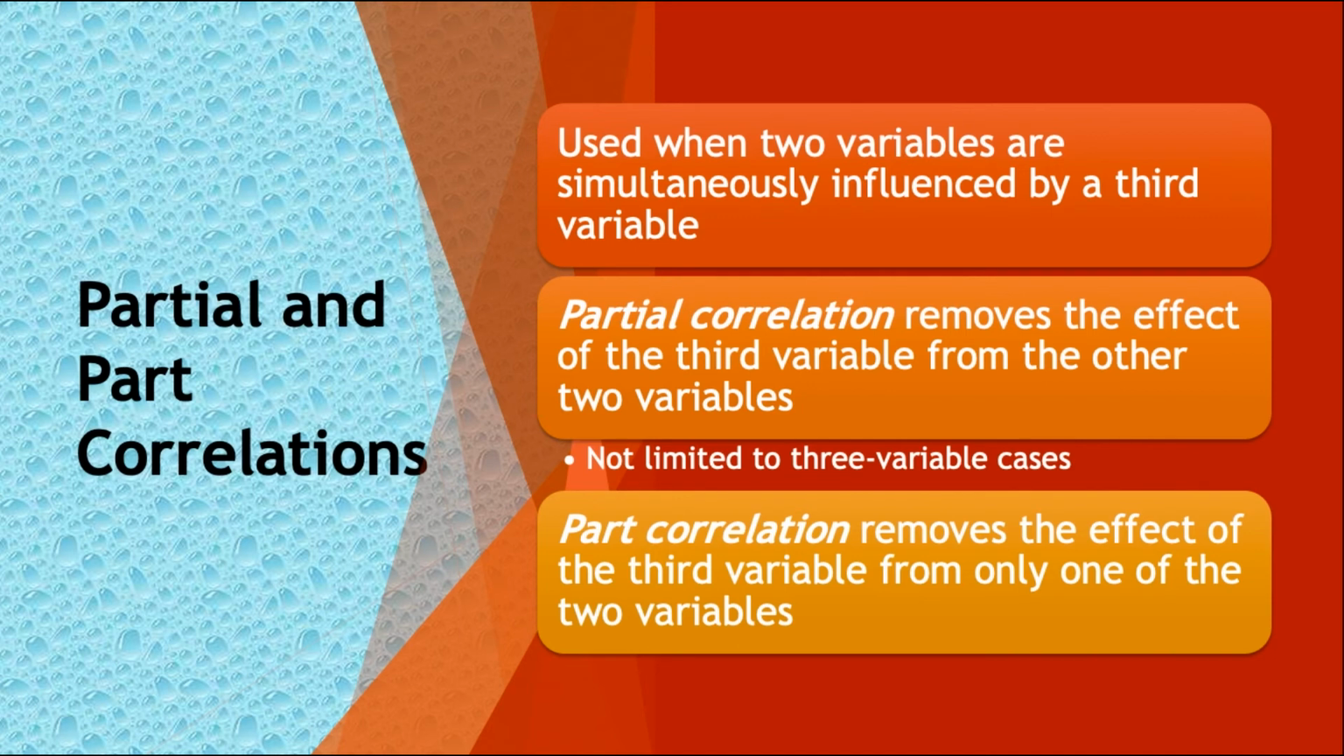Partial correlation and part correlation, also called semi-partial correlation, are two statistics that determine the correlation between the two variables while statistically controlling for the effect of the third. So the partial correlation allows you to examine the relationship between the two variables with the effect of a third variable removed from both of these variables.